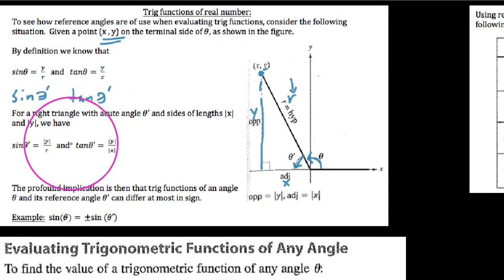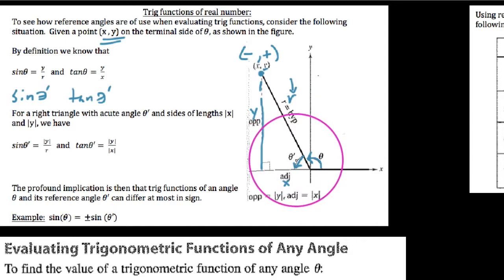It's just that in this instance, we say that the sine of theta prime is equal to the absolute value of y over r, and that the tangent of theta prime is equal to the absolute value of y over the absolute value of x. Now, why am I using absolute values? The idea here is this. Given this angle theta, you notice that this terminated in the second quadrant. So our original point here, xy, had a negative x value, and it had a positive y value.